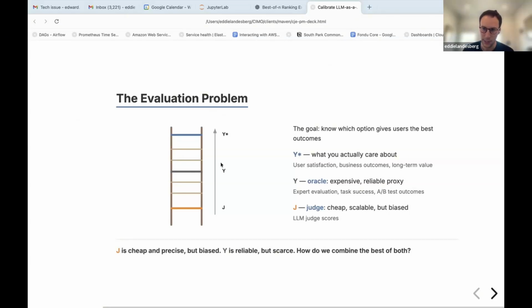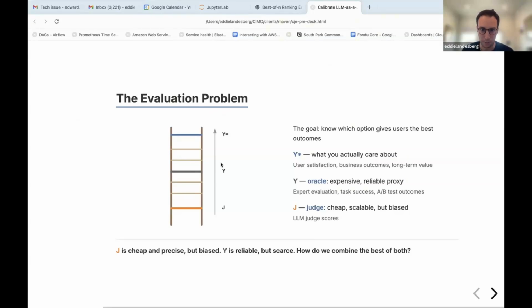A dynamic I've often observed is that in almost any domain, and probably most people here are from a business domain, you have some North Star, what I call Y star, your ultimate objective. In a business case, oftentimes it's something like user LTV or discounted cash flow, something you'd have to run an A/B test for years to actually measure. So typically you can never directly measure the thing that you actually care about the most.